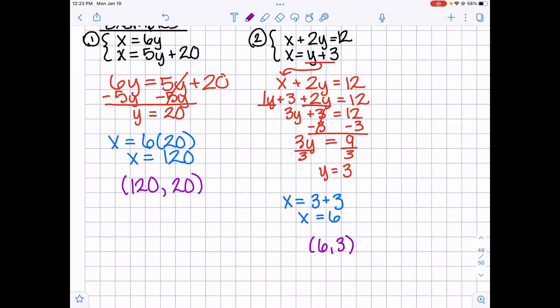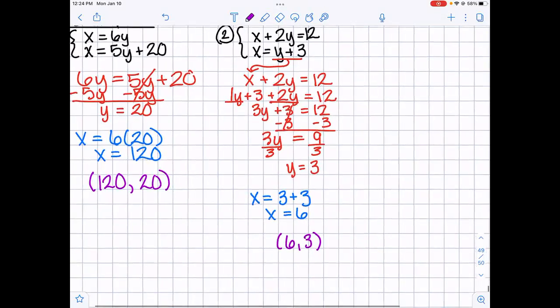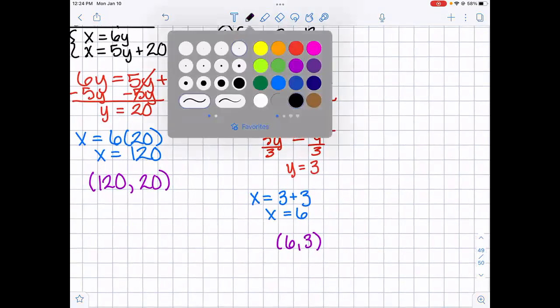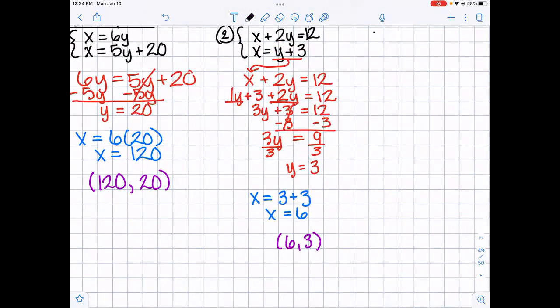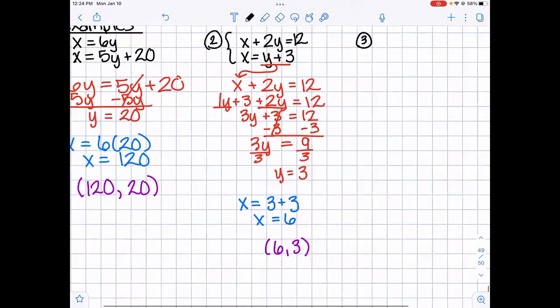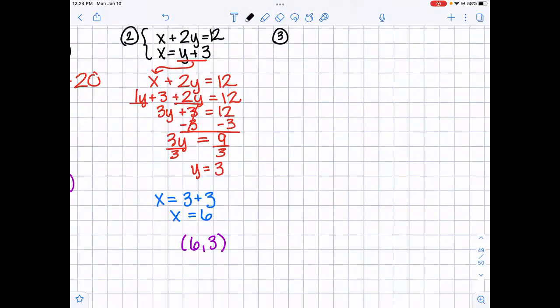The other nice thing about substitution is you don't have to make it into slope intercept form before you start, right? You can just start. Let's try one more for today. All right.